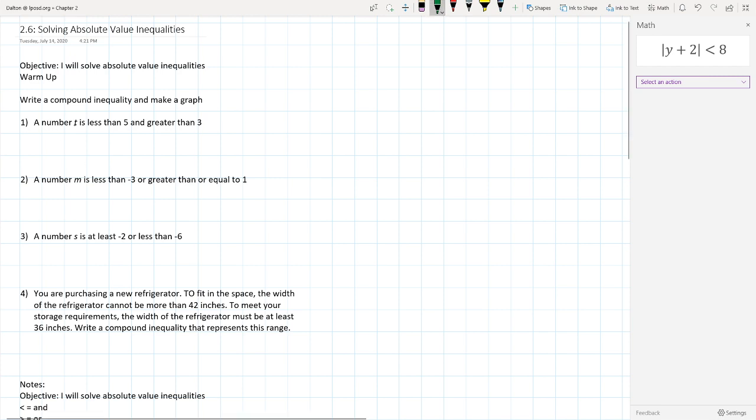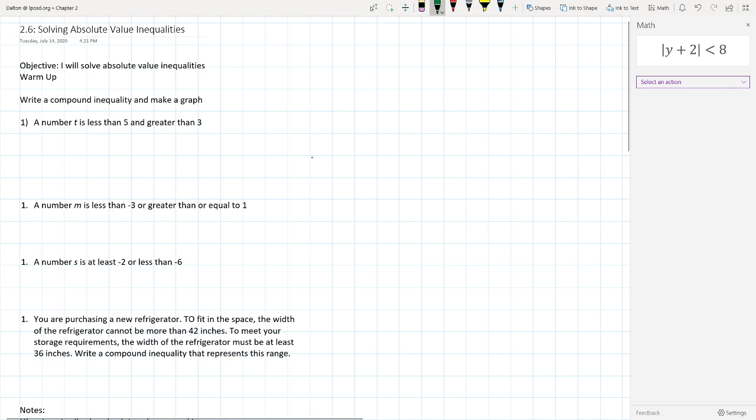So, working my way through this, I know that my variable is t. So number t is less than 5 and greater than 3. So, I have two t's, if you will. The first one is less than 5, and then greater than 3.